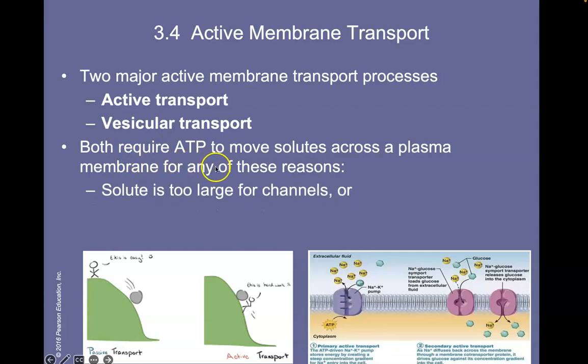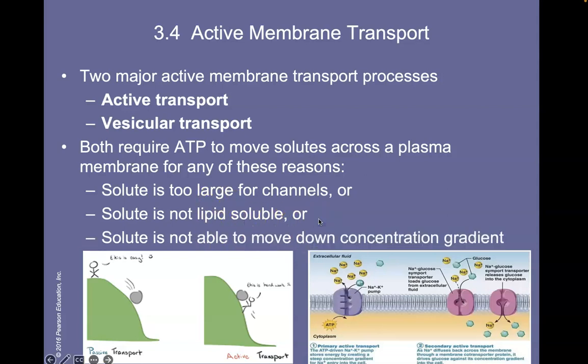Both of these types of transport are going to require ATP to move solutes across the plasma membrane, okay? So again, oftentimes this is used because the solute's too large for the channel. A lot of times we'll use vesicular transport for that, especially if you're going to be moving a bunch of solute. Or again, the solute's not lipid soluble, so it can't move right down, okay?